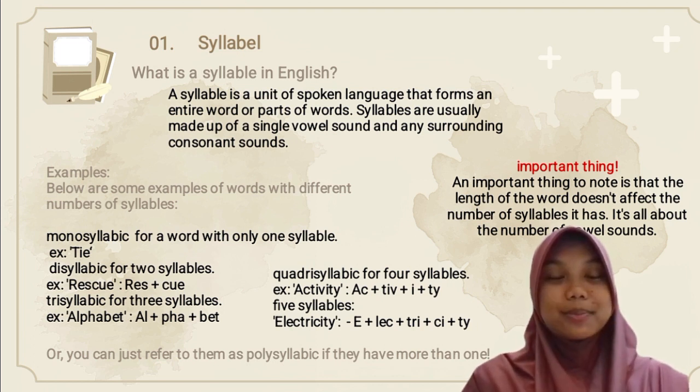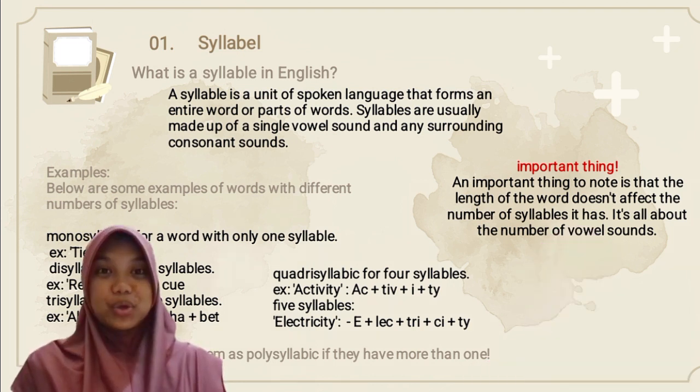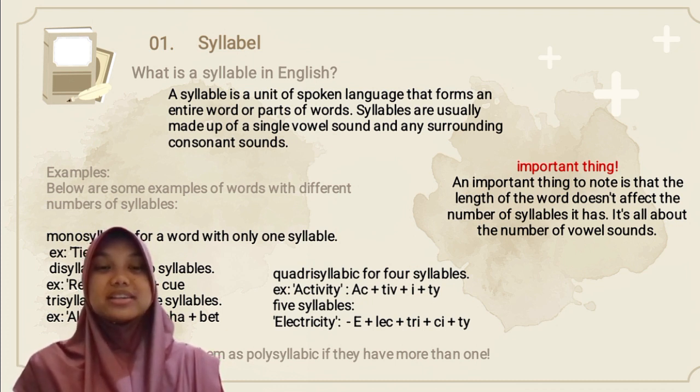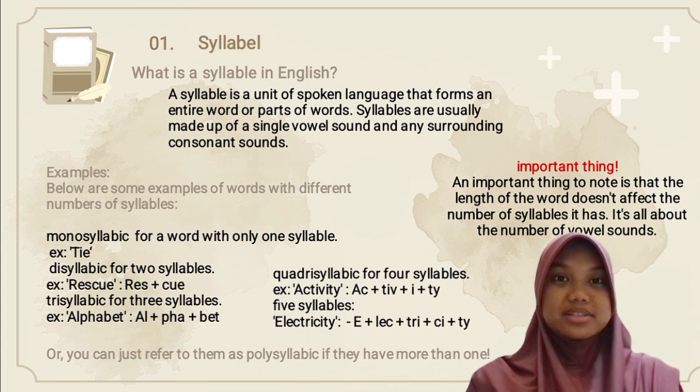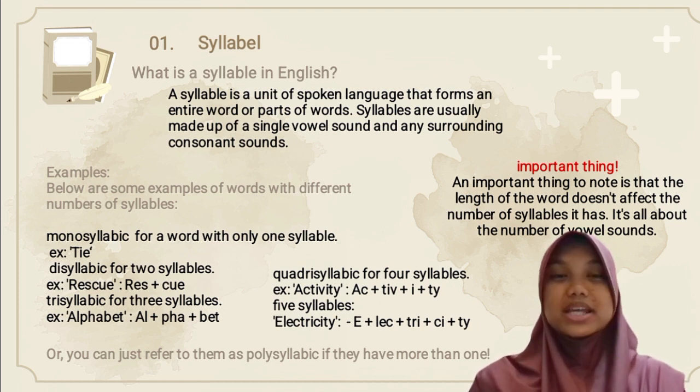We have to also mention one important thing. An important thing to note is that the length of the word doesn't affect the number of syllables it has. It's all about the number of vowel sounds. There are some examples of words with different numbers of syllables. Number 1 is monosyllabic, for a word with only one syllable.